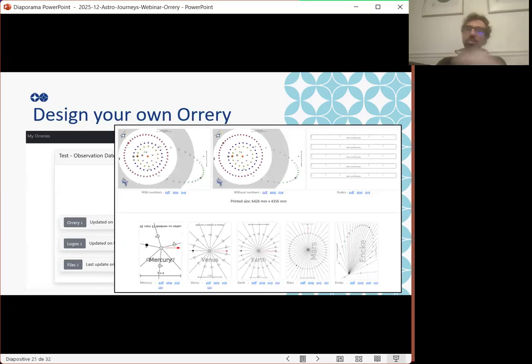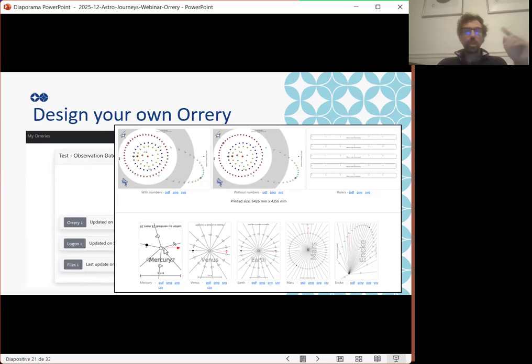And after all this is done, you get those files. So you get the PDF of the orrery, with numbers or without numbers. That's as you wish. You might want to have a drawing without numbers for any reason. And then you get those templates.